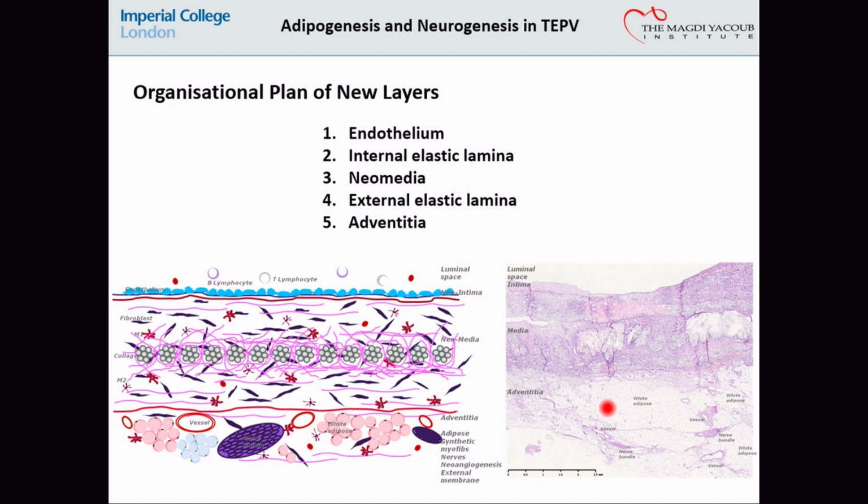The adventitia is full of adipose tissue, and this is white adipose tissue as stained by leptin and FABP4. And within this white adipose tissue, you see vasculogenesis, and you also see neurogenesis. There's a nerve bundle here, and there's many blood vessels in the adventitia.